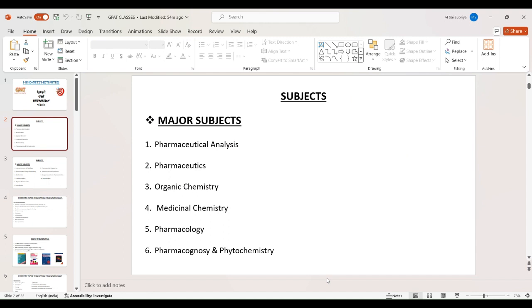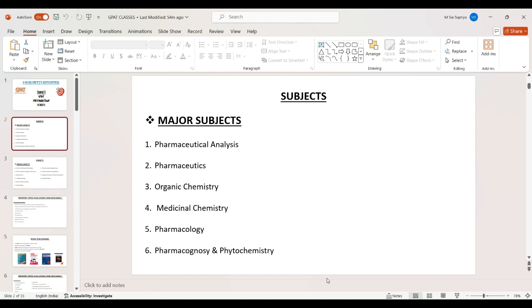Here I have categorized the subjects into minor subjects and major subjects. Major subjects usually cover a major portion of the paper. If you cover these subjects, you will pass just like that. And if you study the minor subjects, it will increase your score and your rank. This is the rank deciding factor, I would say.